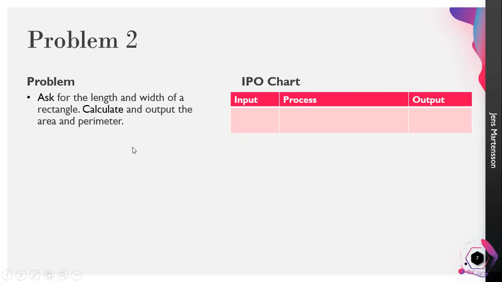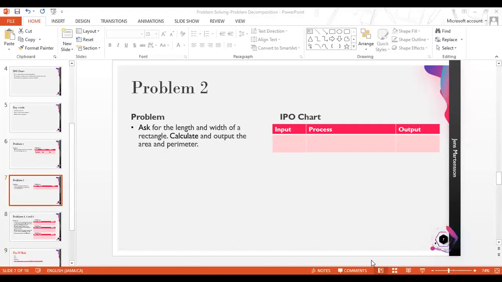And for this, I'm going to switch from presentation mode to a mode where I can actually type into the table. So for problem 2, it says, ask for the length and width of a rectangle. Calculate and output the area and perimeter. Our keyword for input is ask.